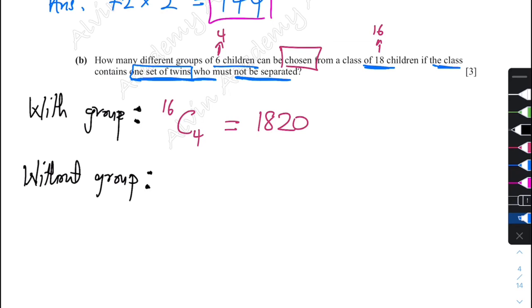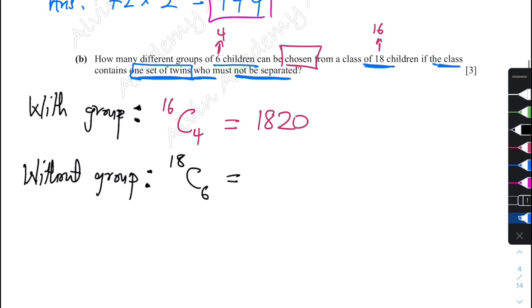let me see the argument. Good. So the first one is when they are both on the group, right? Okay. Now second one when they are not on the group. If they are not on the group, then that means that the selection that we are going to do, we must go with all the 18, okay? Because we are not going to separate them. And then we are going to choose 6 people, okay?